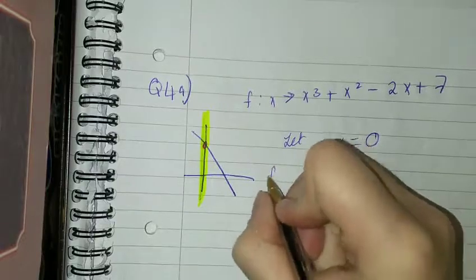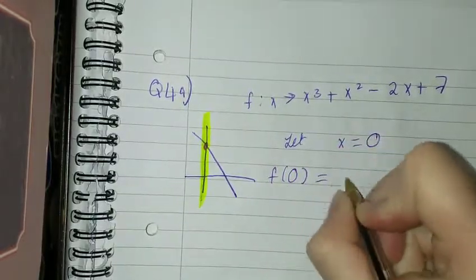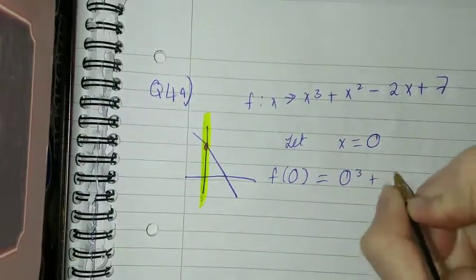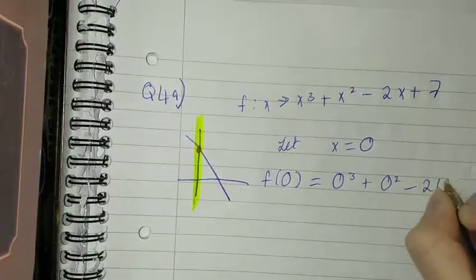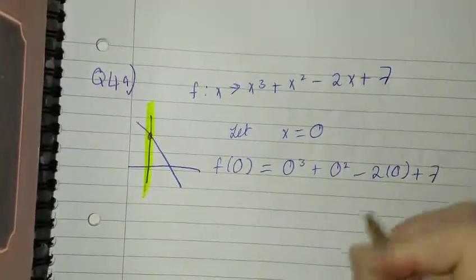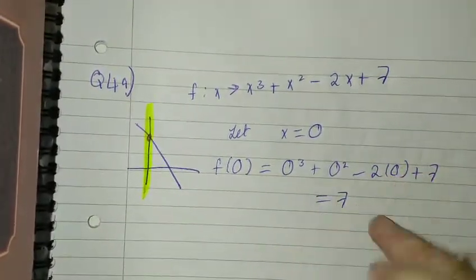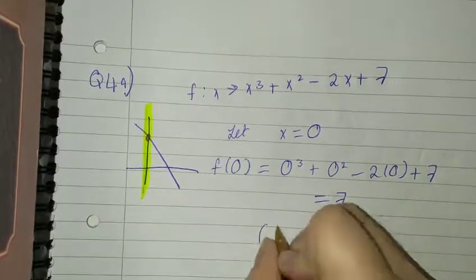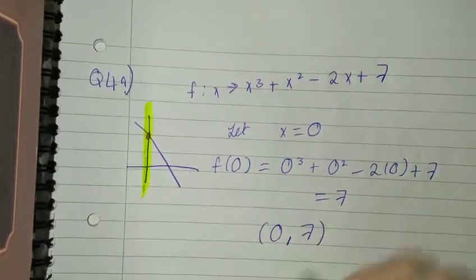So when we let x equal 0, f of 0 is 0 cubed plus 0 squared minus 2 by 0 plus 7, and that's just 7 left. So then the coordinates will be 0, 7.